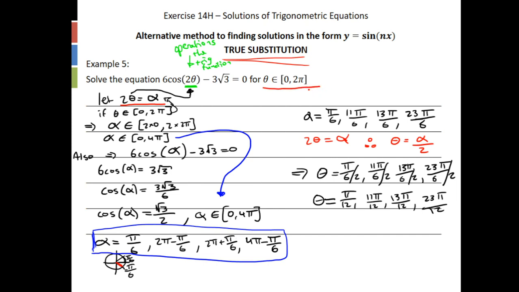And we could now look back to our original requirement. Theta needs to be between 0 and 2 pi. Well, that's right, that's right, that's right, and that's right. All of them are between 0 and 2 pi. And we are done. So nice and short description. We'll call it true substitution for lack of a better term.